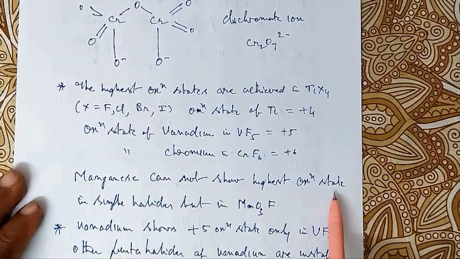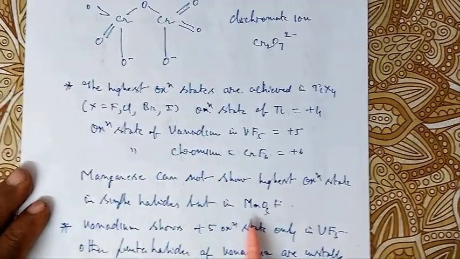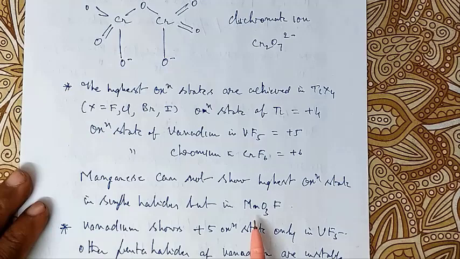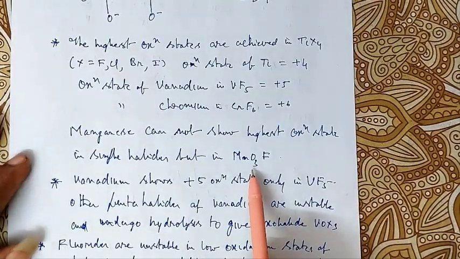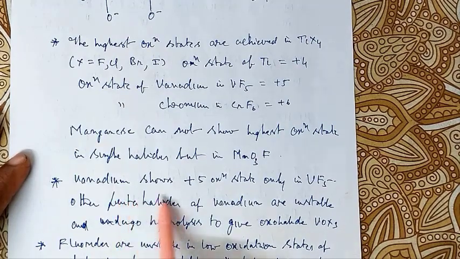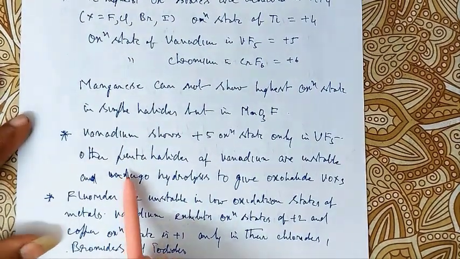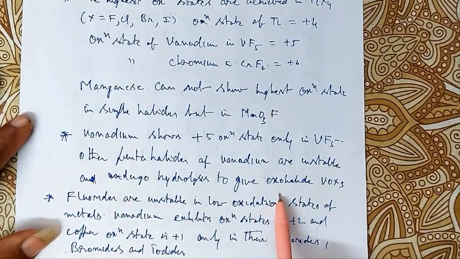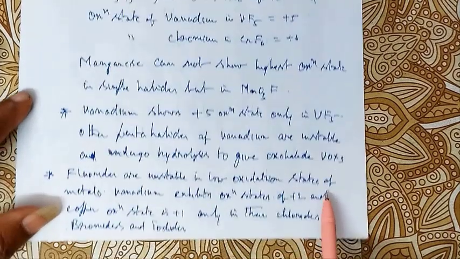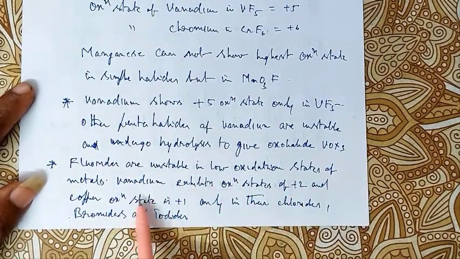Manganese cannot show the highest oxidation state in simple halides, whereas it shows a maximum oxidation state of +7 in MnO3F, that is manganese trioxyfluoride. Vanadium shows the +5 oxidation state only in VF5. Other pentahalides of vanadium are unstable and undergo hydrolysis to give oxohalides. Fluorides are unstable in the lower oxidation states of metals.